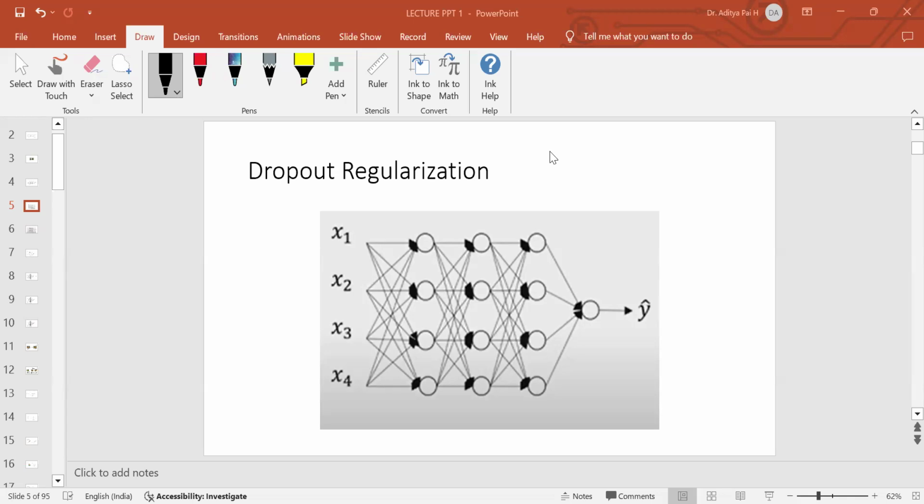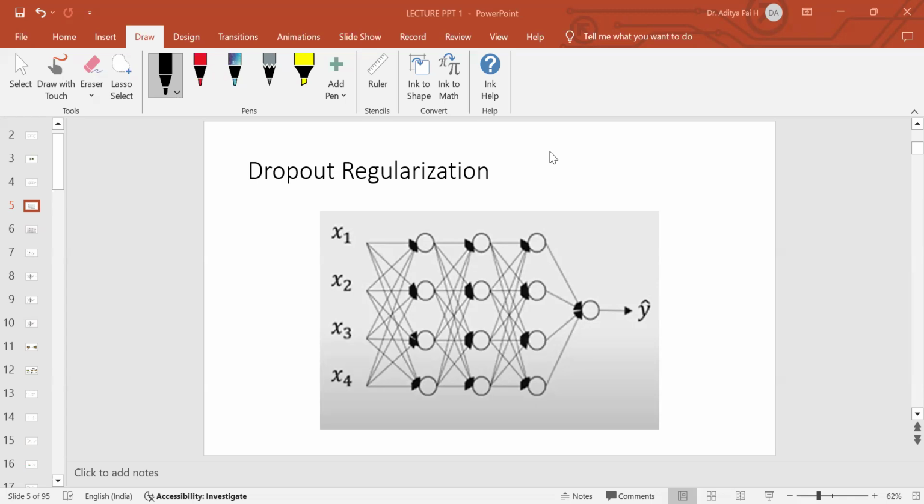Hello everyone. So the next topic is dropout regularization. Dropout regularization is another regularization technique which we'll be using in order to reduce the weights so that we can reduce the costs.